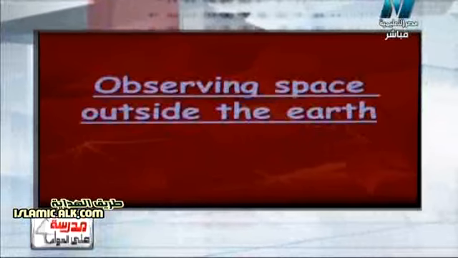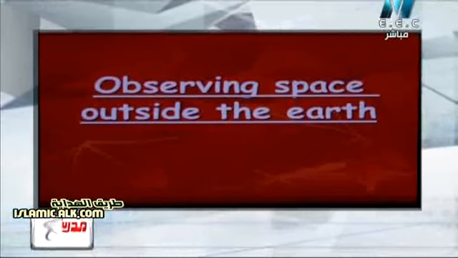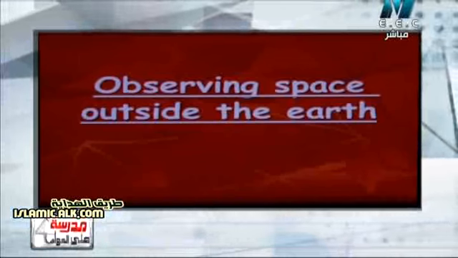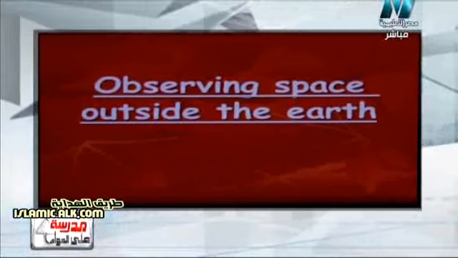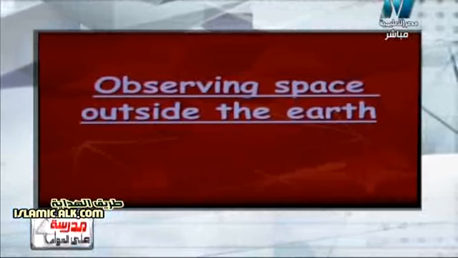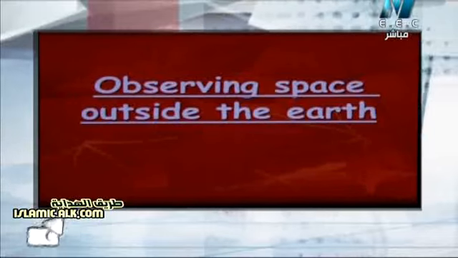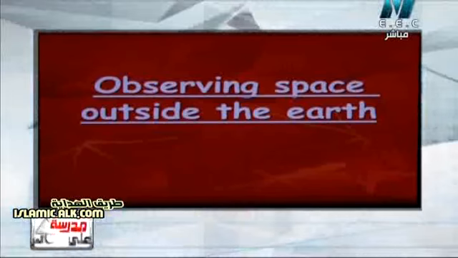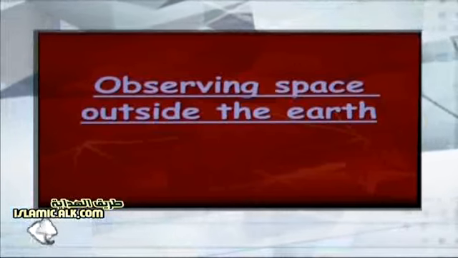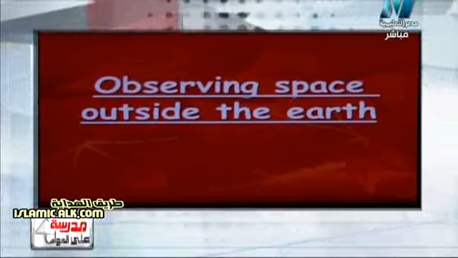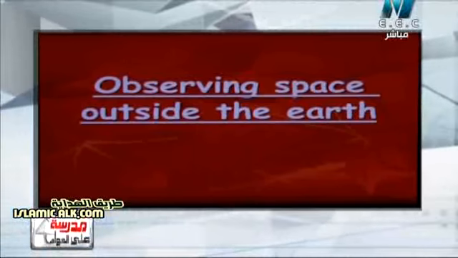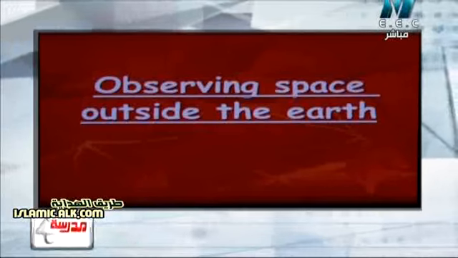Observing space outside the Earth. We can observe space from the Earth by telescope, by observatory, by many devices like that. But we can also observe space outside the Earth by what? By a very intelligent and important device which is called the satellite. So we can explore space from the Earth by telescope, but outside the Earth by satellite.